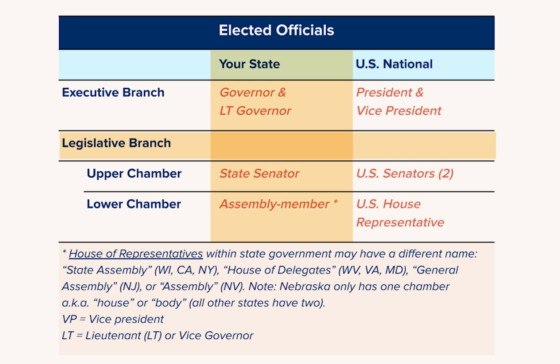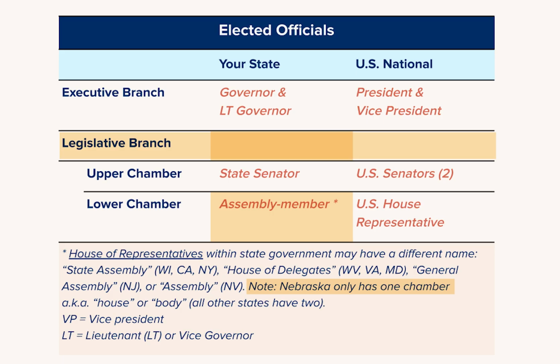For most states, their state government is structured pretty similarly. So there's an upper chamber, which is the Senate, and then there's a lower chamber, which is like the Assembly or the House of Representatives. The exception to that is Nebraska, which only has one chamber rather than two chambers.